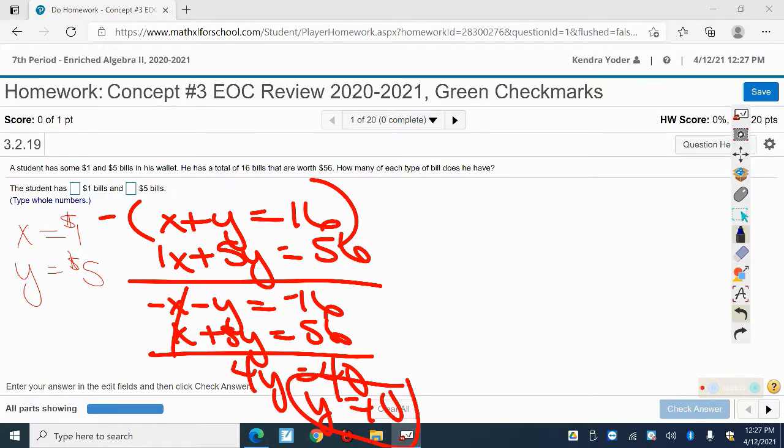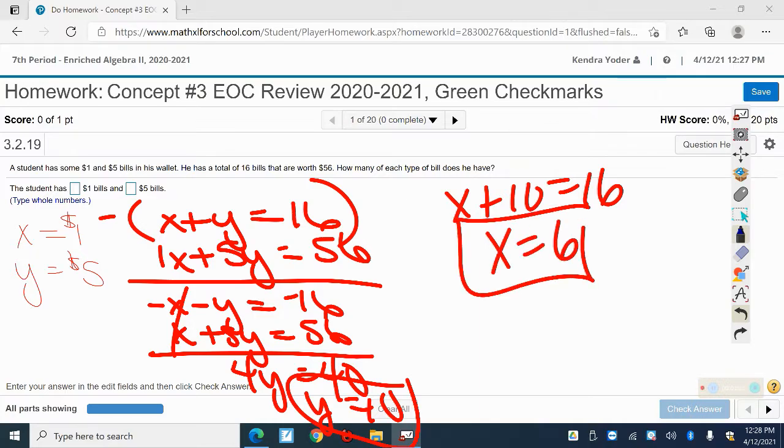So now that you know what Y is, you have 10 of those, and you have to have a total of 16. X plus 10 is equal to 16. So that leaves X to be 6. Do you understand or remember us doing that problem? We had talked about that previously, and the biggest thing was setting up the equations correctly. Yes? Any questions? Okay, that means the next one.